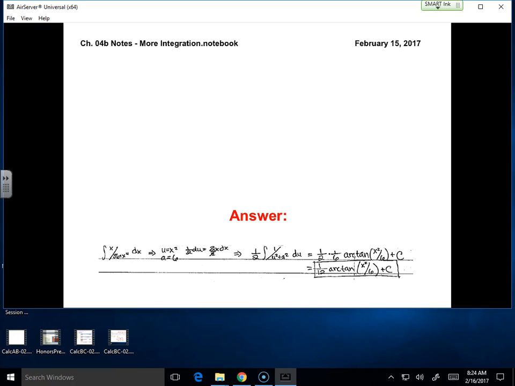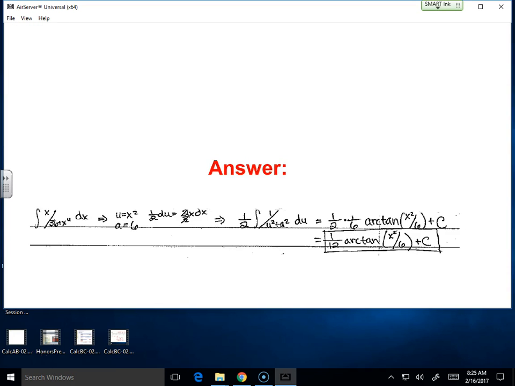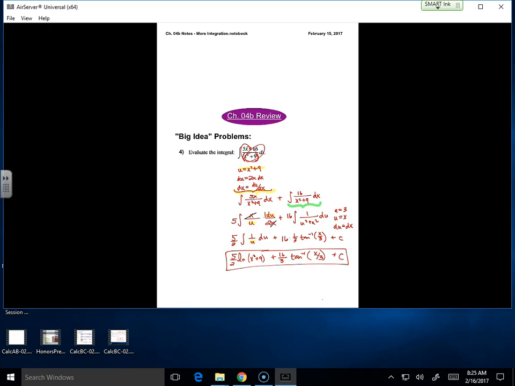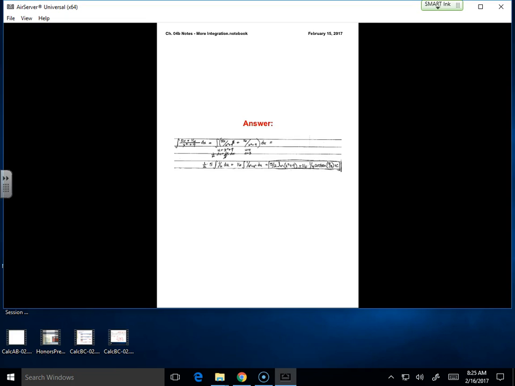Okay, I think we have one more. We got it: 1/12 arctan of x squared over 6. We already did the heart method one, and we finished that one. Oh no, we finished. Yeah. Go team. I just have an extra page of who knows what.